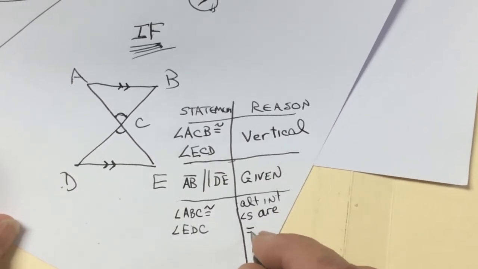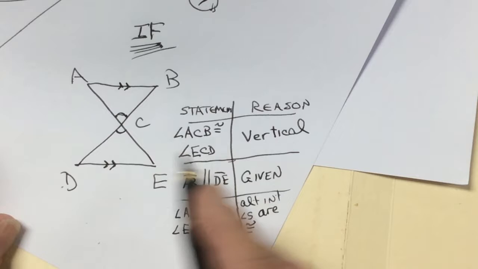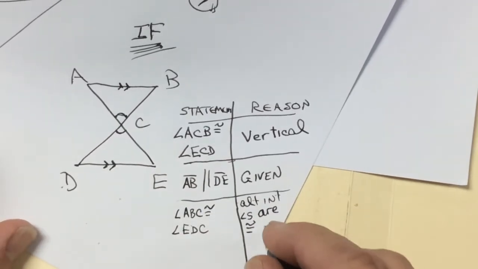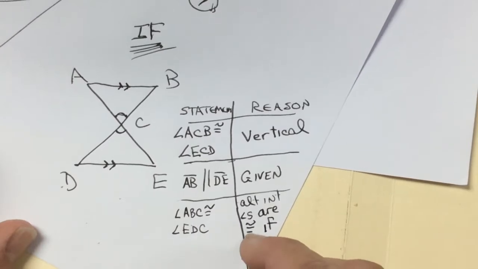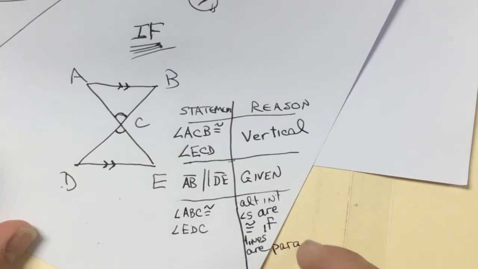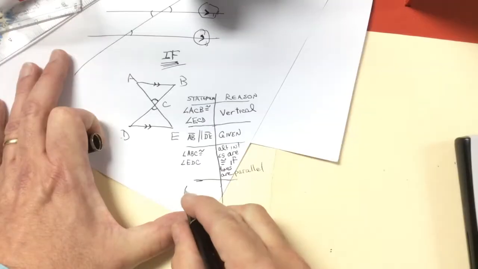When are they congruent? They weren't. They're parallel, right? They weren't congruent until I put these little things in there, right? Yeah, if the lines are parallel. Now, what do I know?